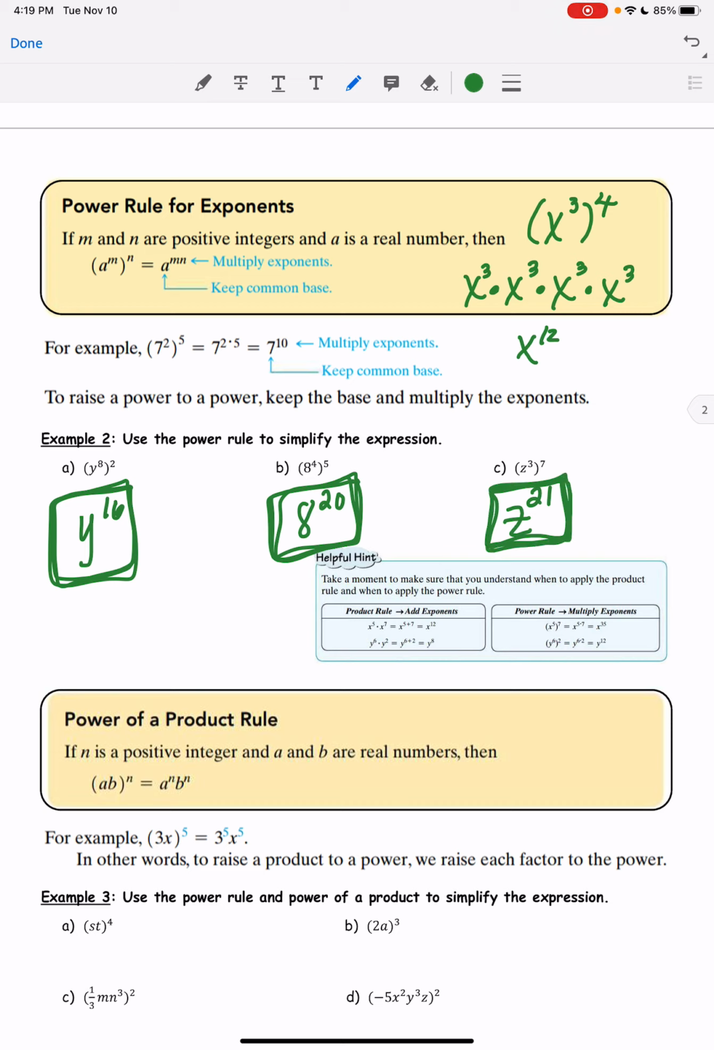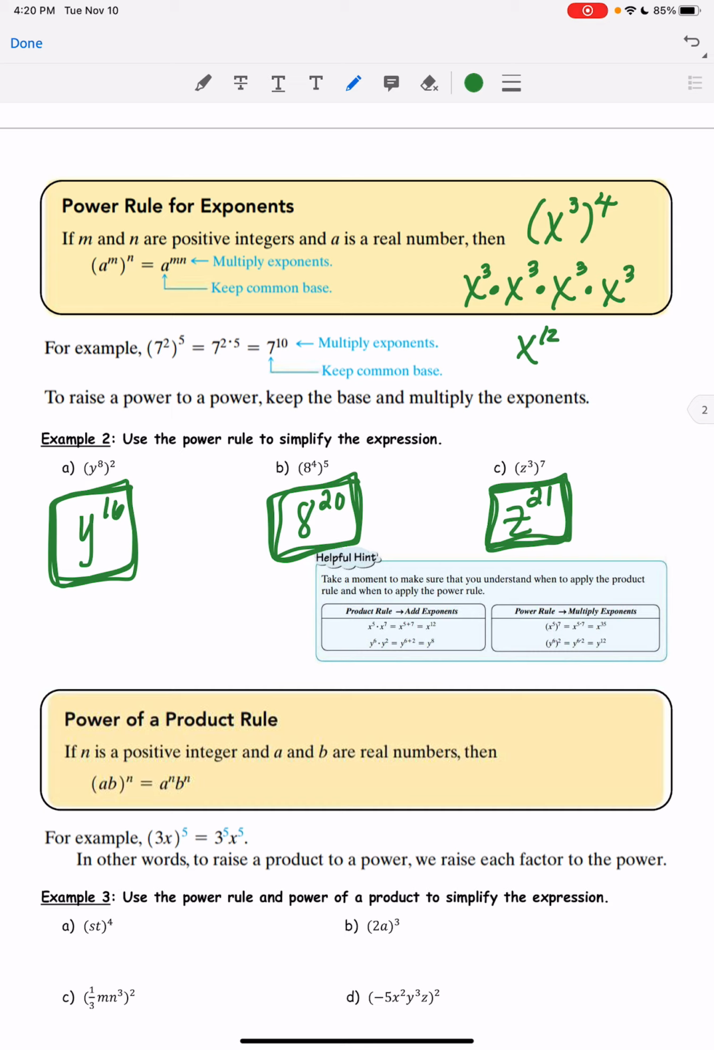So we've only gone over 2 rules so far. We've got a lot more to go through. I think 4 or 5 more. So as we tack these on, you've got to figure out, how do you know when to use each thing? And so that's what this little helpful hint is telling you right here.